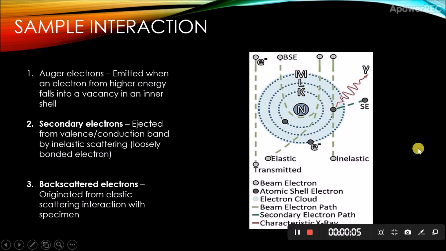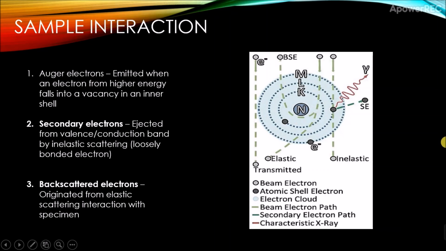The secondary electrons are the loosely bonded electrons in the valence bands of the atoms. These secondary electrons are easy to knock off by the primary beam of electrons coming in, and they are one of the electrons that are measured in SEM microscopy. The backscattered electrons are the primary electrons that return from the sample and back out through the surface. These originate from elastic scattering with the specimen.